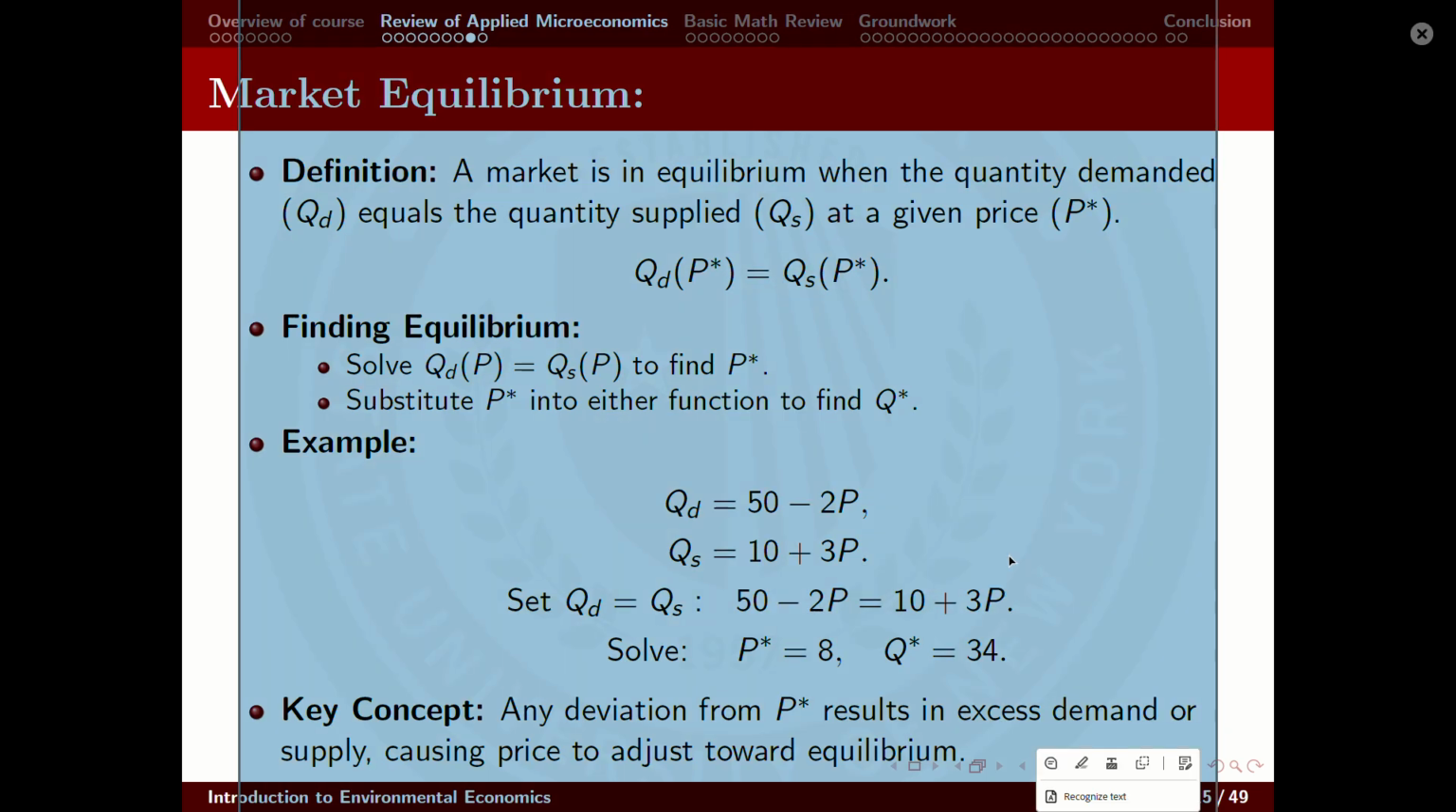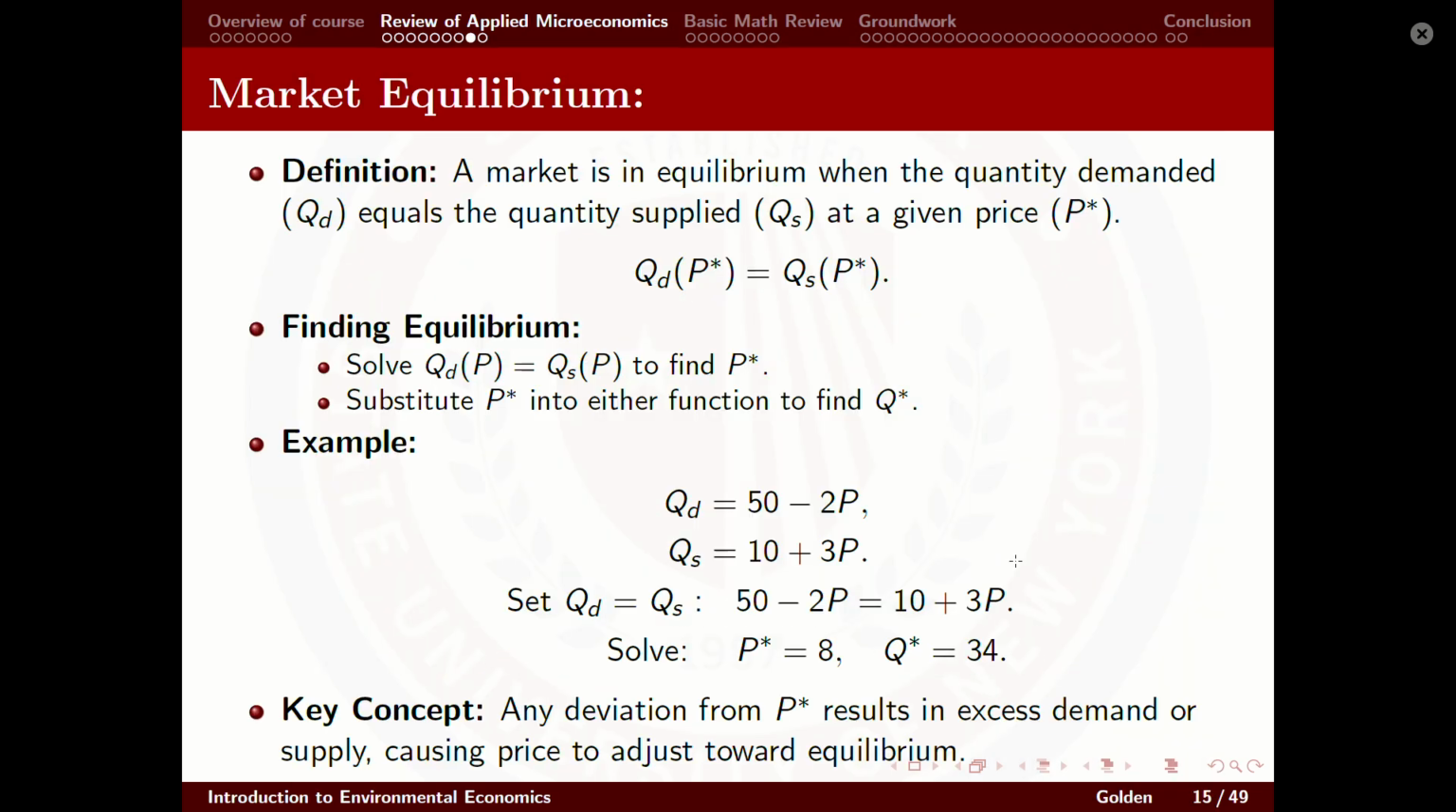We solve for it. 50 minus 10 is 40. 3 plus 2 is 5. 40 divided by 5 is 8. So we have 8. We plug 8 in so that 50 minus 16 is 34. P star equals 8. Q star equals 34. If there's deviation from this, it results in excess demand or excess supply, and prices have to adjust to meet that.